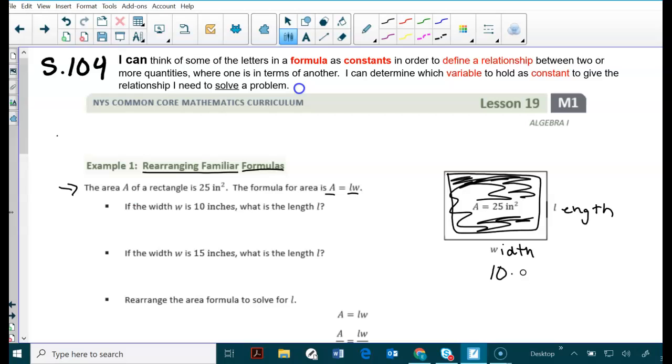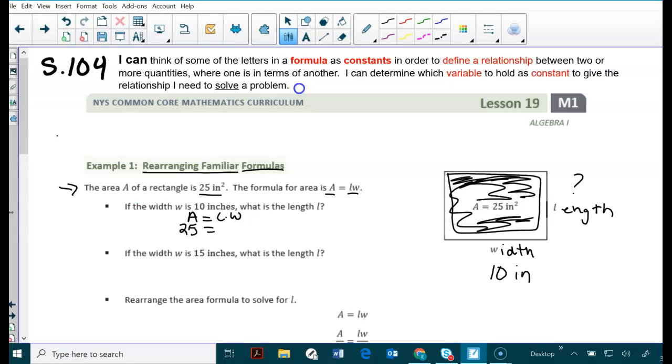10 inches, what is the length? So we need to figure out what the length is. All right, so we know a few things. We know some things about this formula. We know the basic formula is always area equals length times width. They've told us what the area is. We know it's 25.